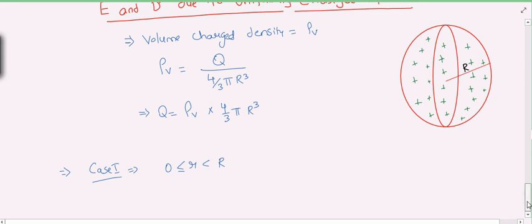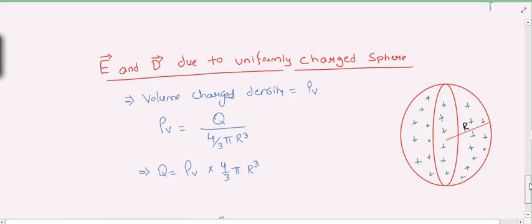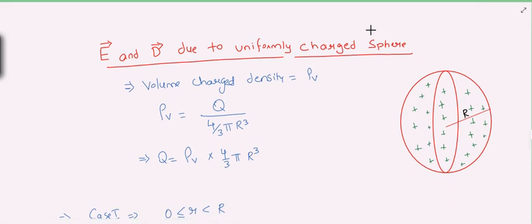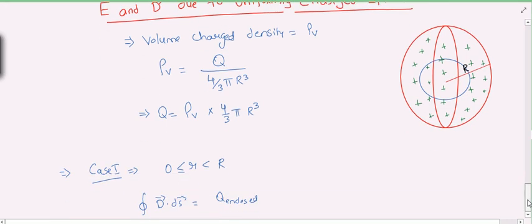Okay, so let us apply Gauss law here again. What the Gauss law says is D dot dS will be equal to the charge enclosed. Now for a Gaussian surface which is inside this sphere, suppose this is my Gaussian surface, what will be the value of charge for this Gaussian surface?